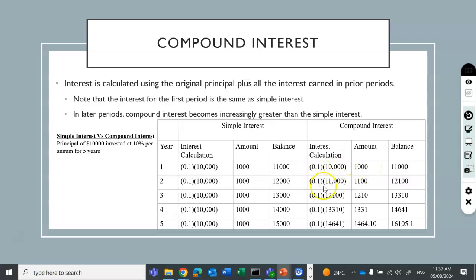So therefore you will earn interest on $11,000, and in the third year you will get interest on 11,000 plus the interest you have earned in the second year, which is in total $12,100. And likewise, if you calculate for 5 years, your total amount at the end of 5 years will be 16,105.1.